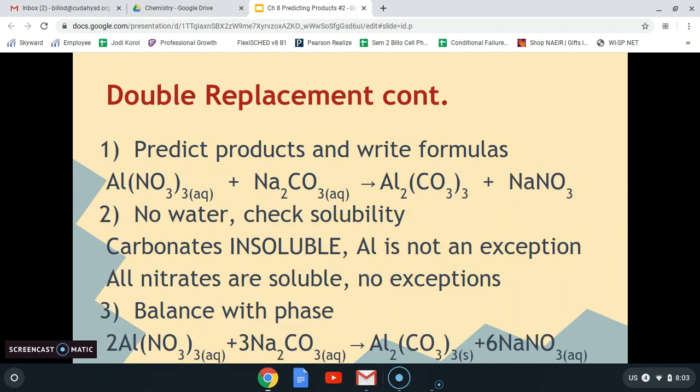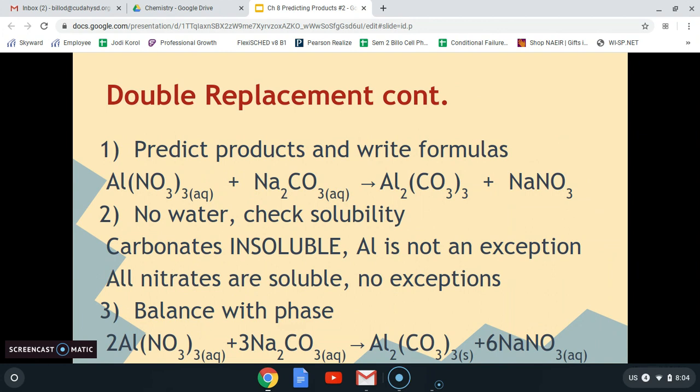Now, in the first reaction, I've got aluminum nitrate and sodium carbonate. Sodium carbonate is soluble in water. So what I'm going to do is swap the sodium plus 1 with the aluminum plus 3 and write the compound formulas correctly to begin with. Of those two compounds that are formed, neither one is water. So now I have to check the solubilities.